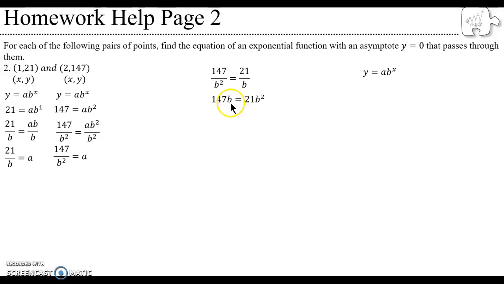Now we want to pick the smaller b and divide by that on both sides. 147b over b equals 21b squared over b. That makes these cancel out. And not only that, but we have two b's on top and one b on bottom, so this is the same thing as just 21b.